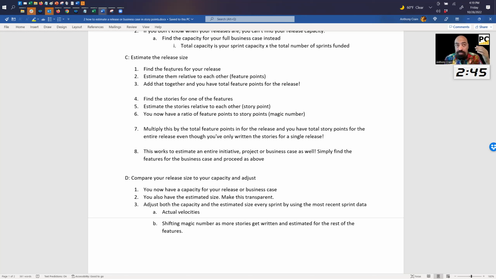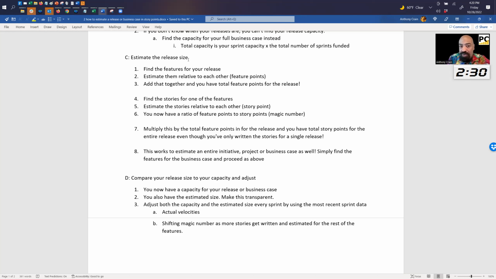Let's say that you ended up with a 3 feature point feature and you ended up with 30 story points of stories. Well, there's a 1 to 10 ratio there. So now, since every other feature has a feature point size, just multiply that by 10, and there's your overall estimate for the entire release, right?